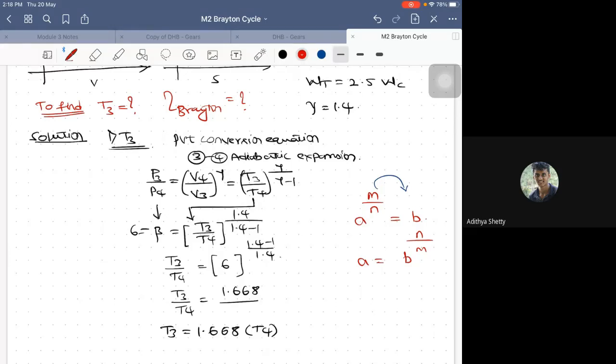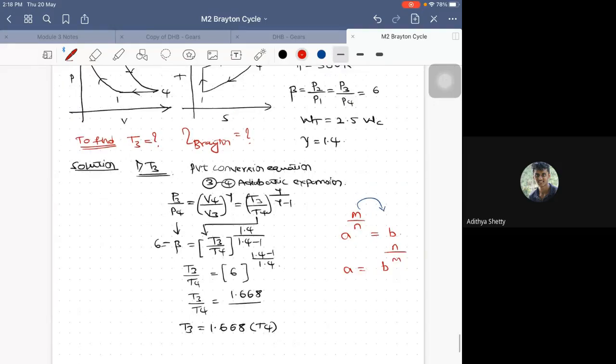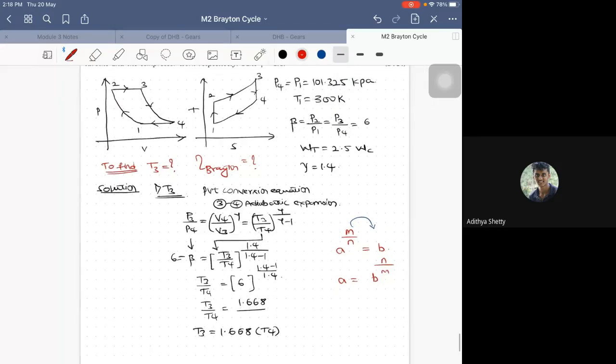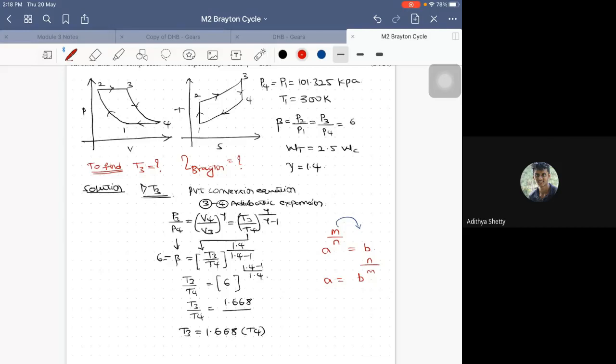What can be done next? Any hints given in the problem? Just look at that. Any hints which are given so that I can use them? How to solve this further?